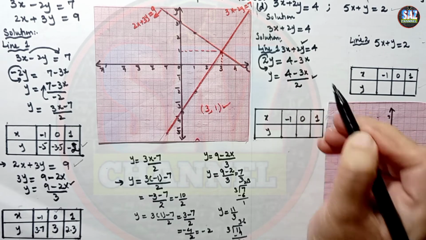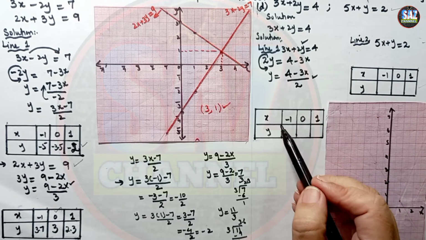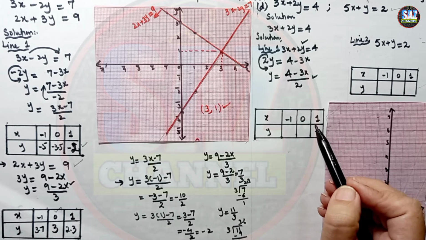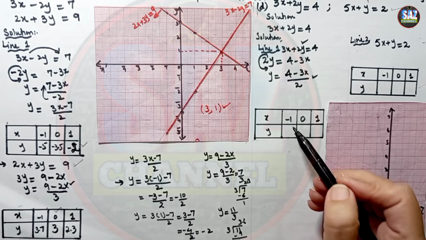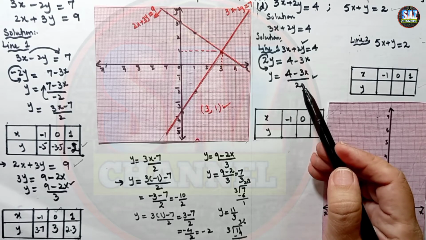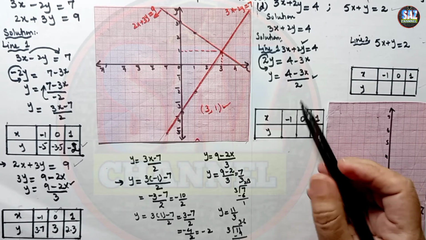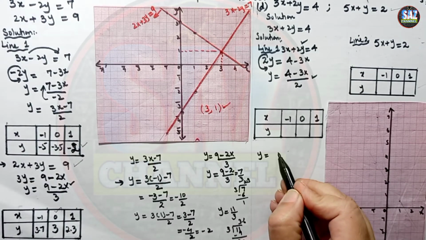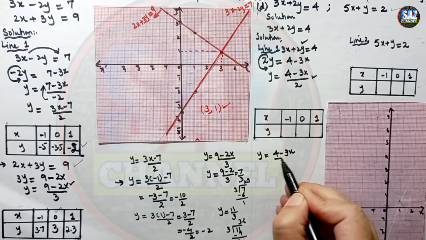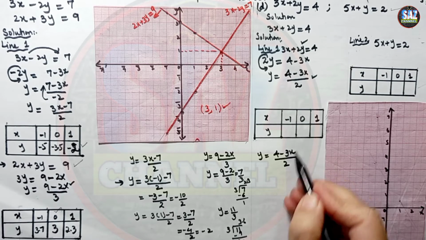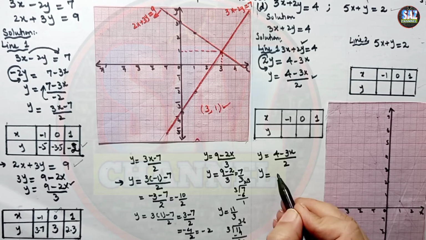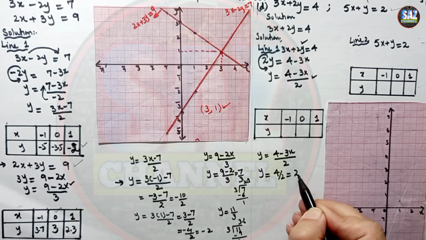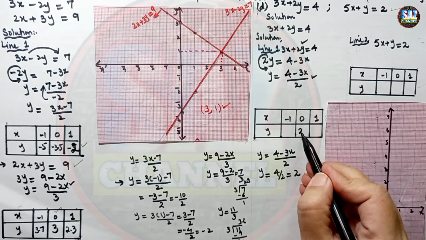After making y the subject of the formula, I have to go for the completion of the table values. I have taken 3 values of x: minus 1, 0 and 1. I will be putting these values of x one by one in this equation, and I will write the corresponding value of y. When x is 0, y will take the form 4 minus 3 times 0, which is 0, so 4 by 2, which is equal to 2. So for 0, the y value is 2.